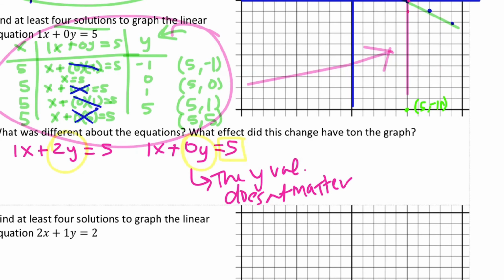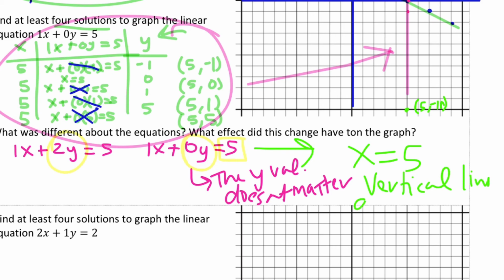I can come back to this equation and I can rewrite this equation. I know I don't need the y anymore. I can rewrite this equation as x equals 5. And I know this is going to be a vertical line at x equals 5.